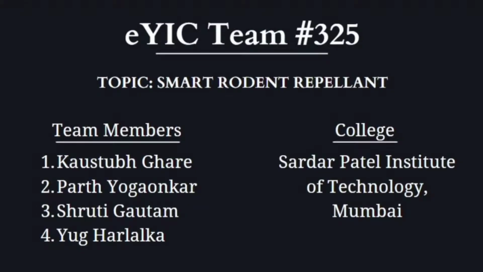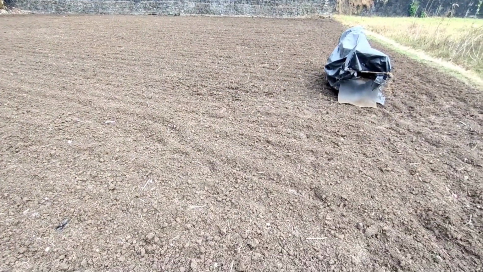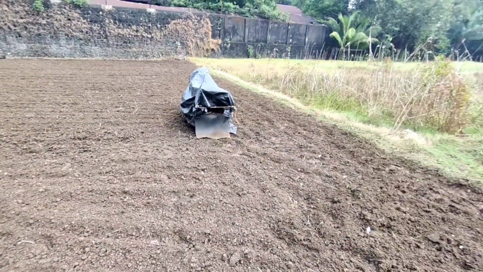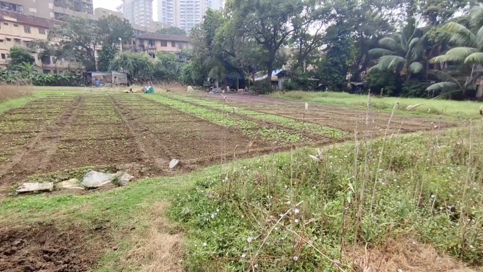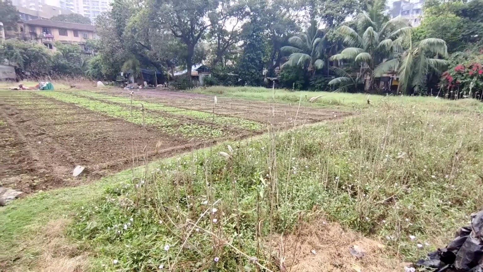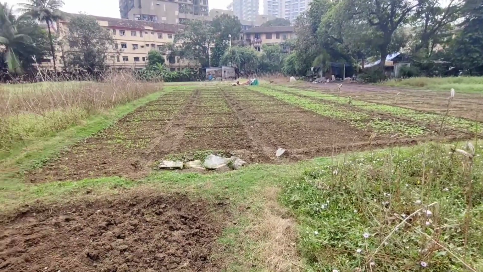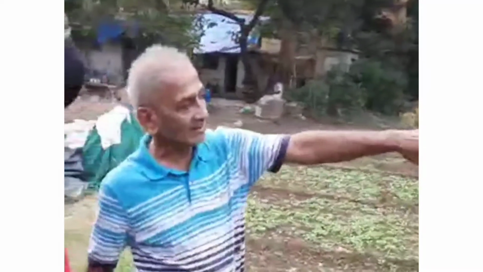We are Team 325. Our problem statement is rodent repellent using Kolhapuri chappal. Farms in India are a host to various rodents like mice and squirrels, and the farm we visited was near an old abandoned mill, due to which the rodent population was quite high. The high rodent population has even attracted the snakes in the area.